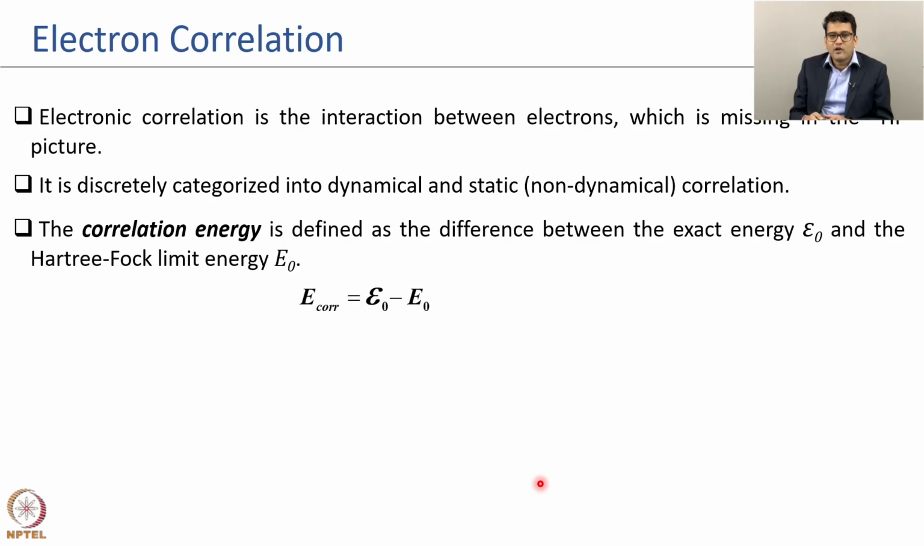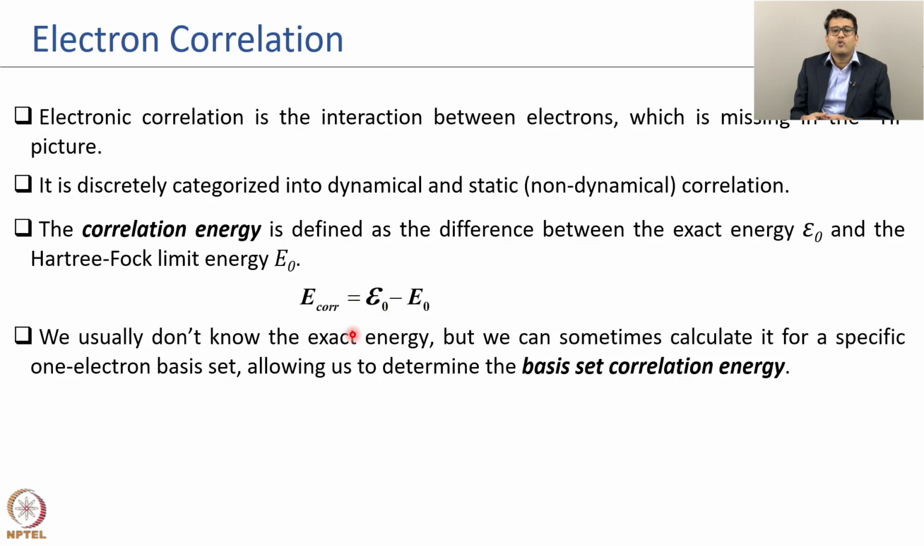So, the correlation energy is the exact energy minus the Hartree-Fock energy. I could have written it as E Hartree-Fock. Now, because my Hartree-Fock energy is higher than the exact energy, the correlation energy will always come with a negative sign. And if I add this correlation energy to the Hartree-Fock energy, the energy will go down from the Hartree-Fock.